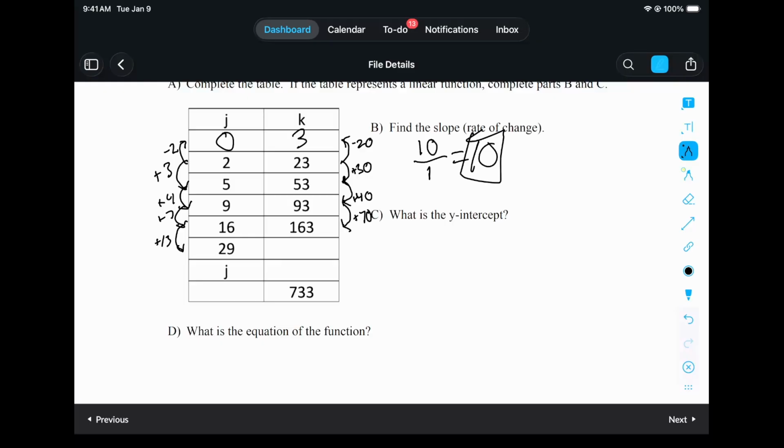Let's jump back here to fill out 29. In order to get from 16 to 29, we got to add 13, not 8. I lied earlier. It is 13. Therefore, we're going to jump 10 times that, which is 130. And that is going to be 293.